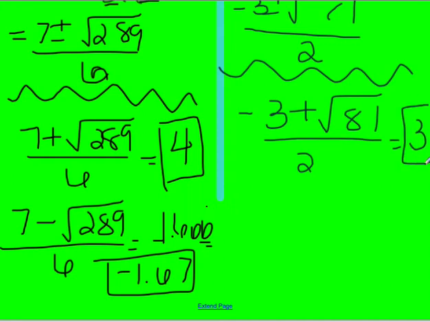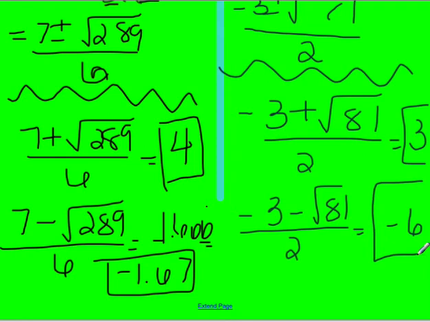Check to make sure you can do it. Then you're going to do -3 minus the square root of 81. Again, you're going to hit enter, and then you're going to divide your answer by 2. And that gives you a -6. So that's your final answer for number 2: 3 and -6.